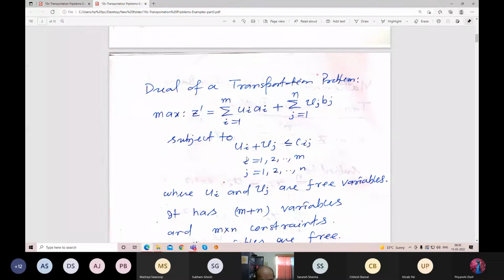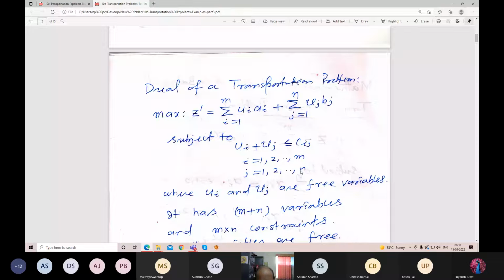As you know, we are finding the dual of a linear programming problem. If the primal one is maximization type, the dual one is minimization type. If the primal is minimization type, the dual is maximization type. All the rules are known to us. So we will apply all the rules to find the dual of the primal problem. The dual is like this: maximize z dash, summation over i varies from 1 to m, ui into ai plus summation over j varies from 1 to n, vj into bj, subject to ui plus vj less than or equal to cij, where i varies from 1 to m and j varies from 1 to n.